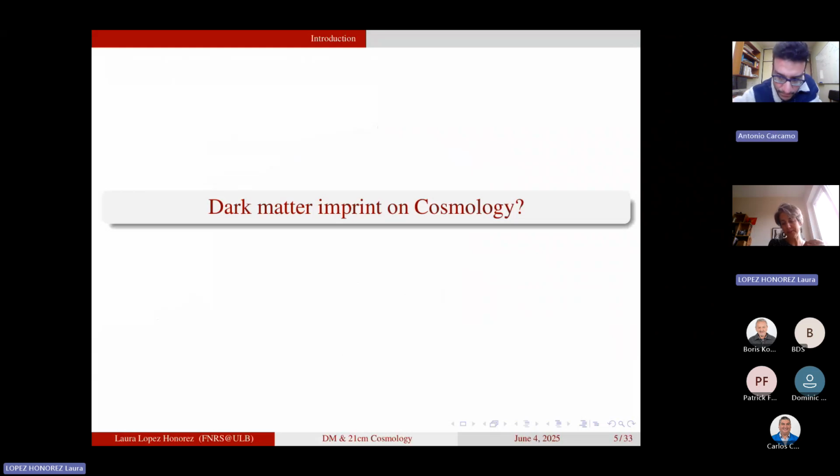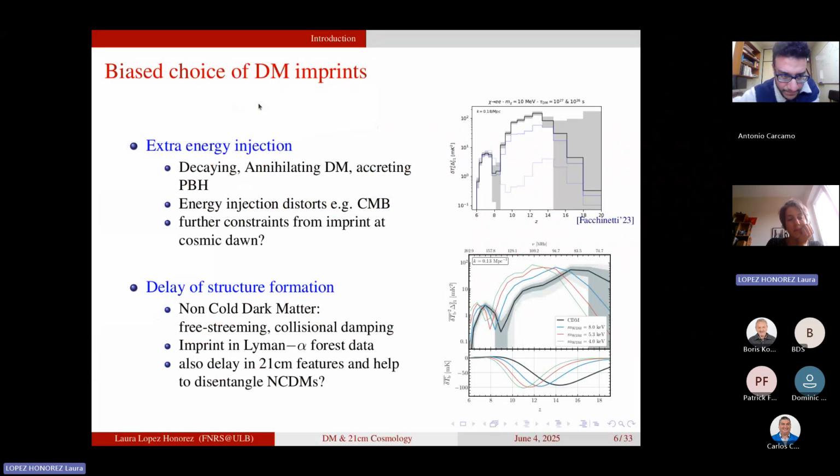Among those imprints, I'm going to focus on two particular ones. The first is the possibility for dark matter to inject energy into the medium. This could be due to decaying dark matter, annihilating dark matter, or thinking beyond particle physics, creating black holes. Energy injections are known to have a bunch of effects, for example affecting the cosmic microwave background at the level of cosmology. And my question here will be, can we get further constraints from what I call the 21 centimeter cosmology data?